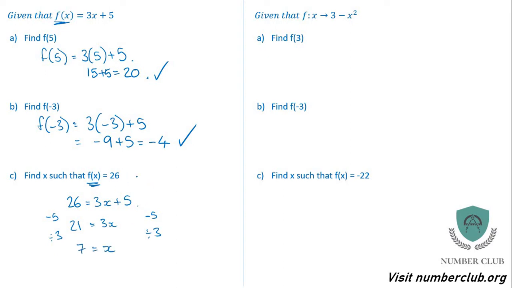Now have a think about that. Would f of 7 equal 26? Is that true? Well, 3 7s are 21 plus 5 is 26. Yeah, that's true.